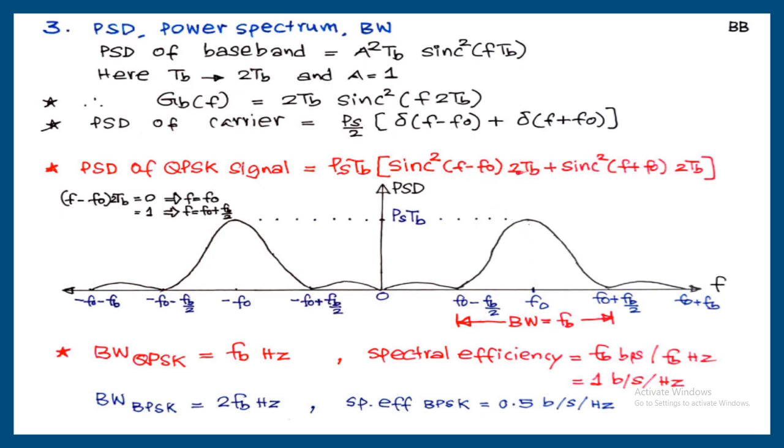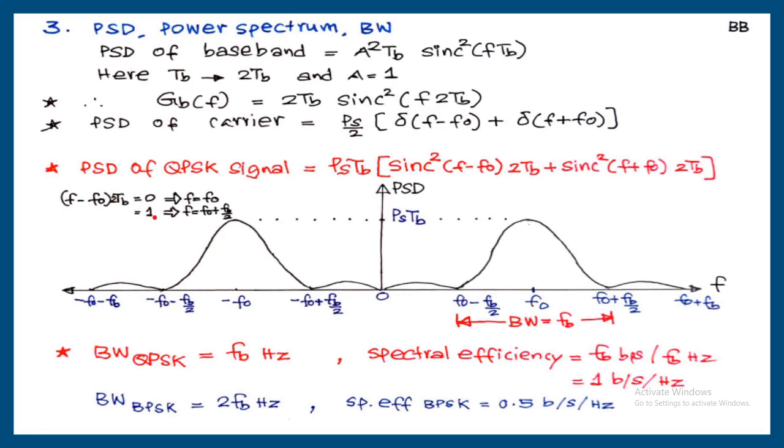(f minus f naught) 2TB is equal to 0. From that, get the value of f. So we got the value of f is f naught. So that is why at f equal to f naught, we will get the center point. Next, one more point is needed, where we are getting the null point. For getting the null point, substitute this term equal to 1. I am doing the substitution here. (f minus f naught) 2TB is equal to 1. Then f minus f naught is equal to 1 by 2TB.